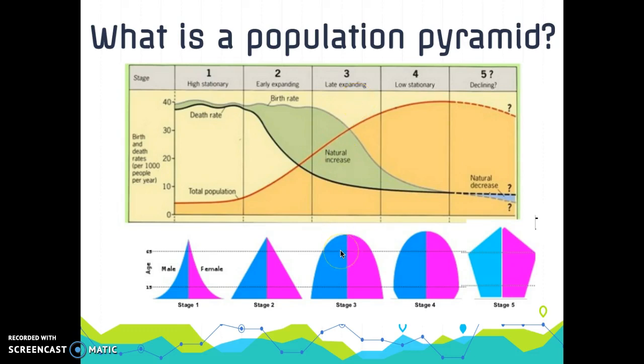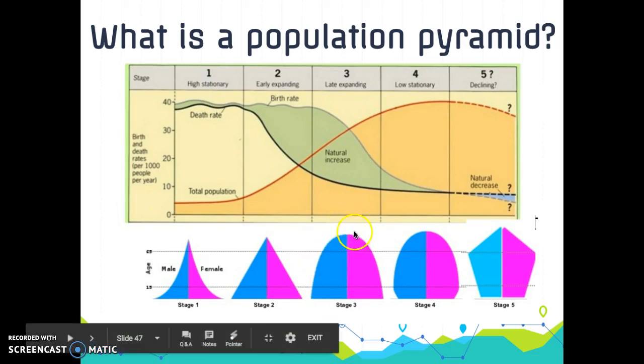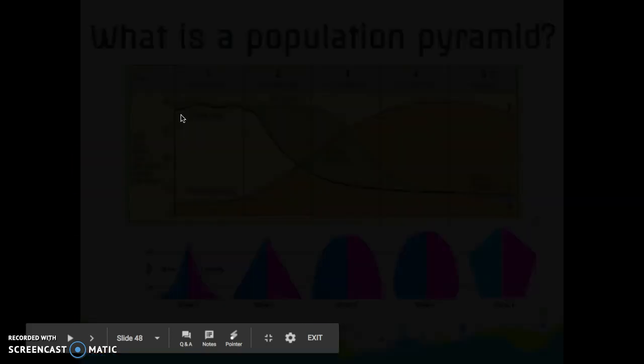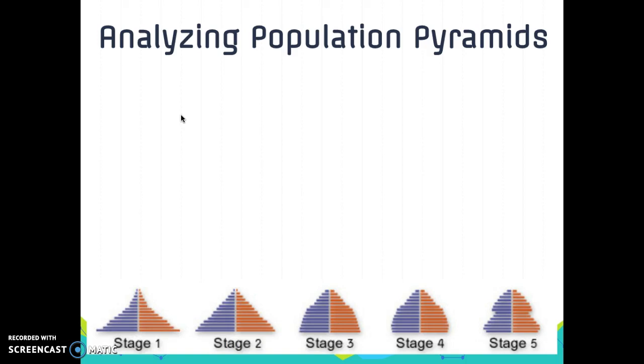Stage 3 of the DTM is when we're going to see that late expansion. So it's still expanding but starting to decline. Stage number 4 is when we see stable population, and stage number 5 is when we go into that population decline itself. So this is a general guideline for how you can align a population pyramid with the DTM. And there's a lot of things that we can infer from looking at a population pyramid.